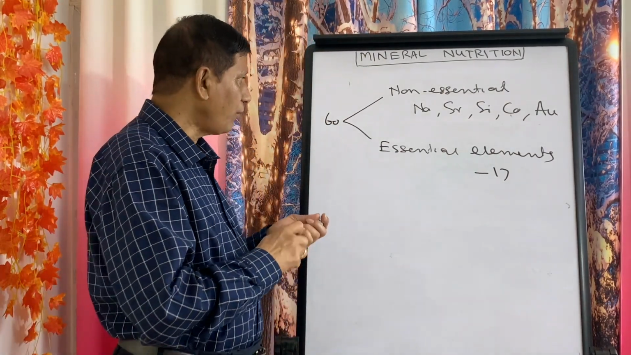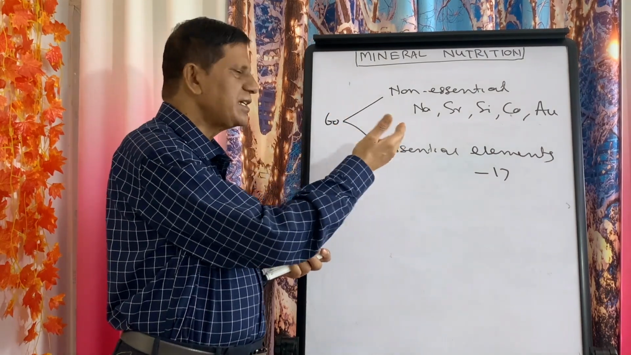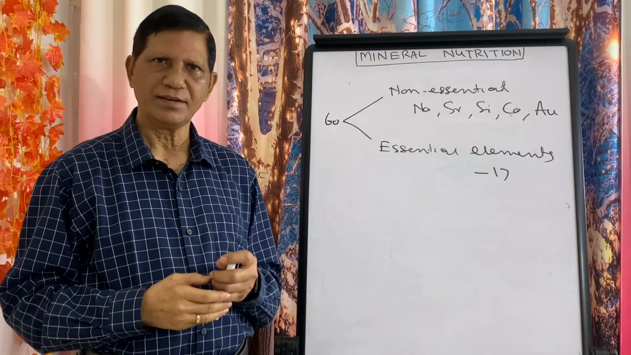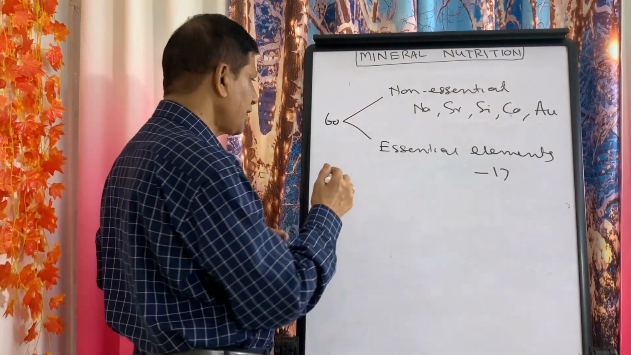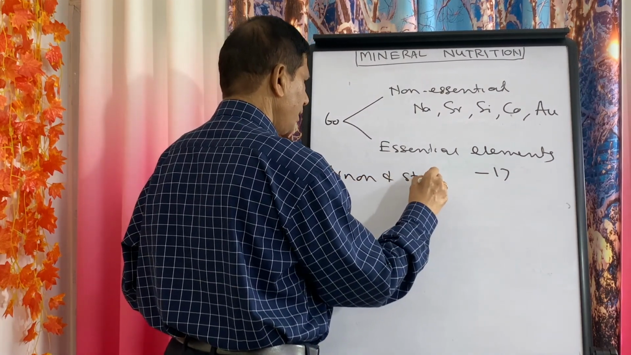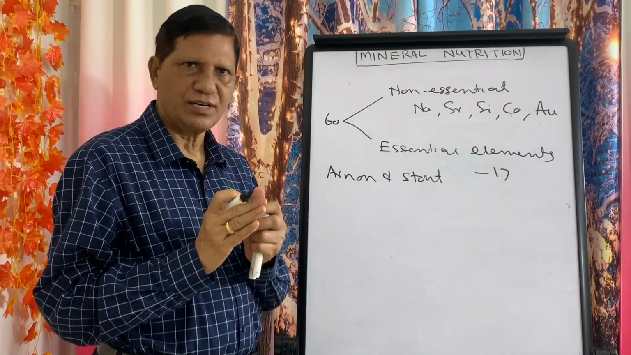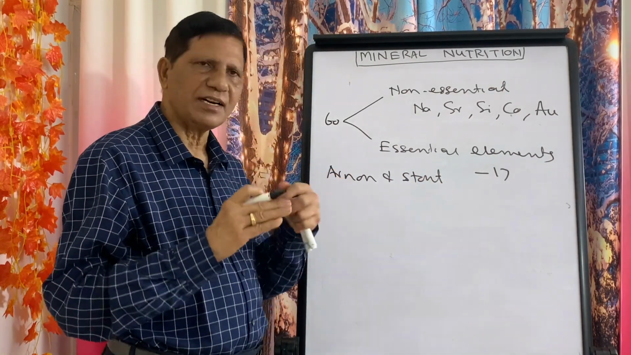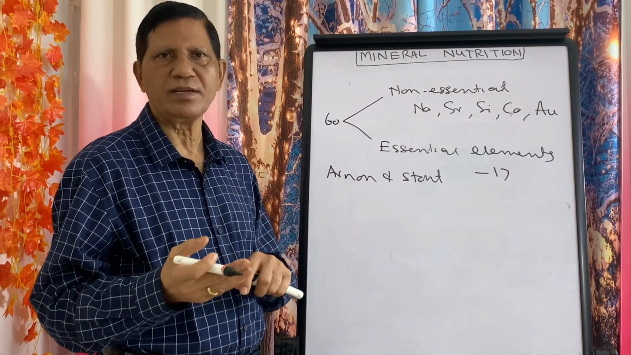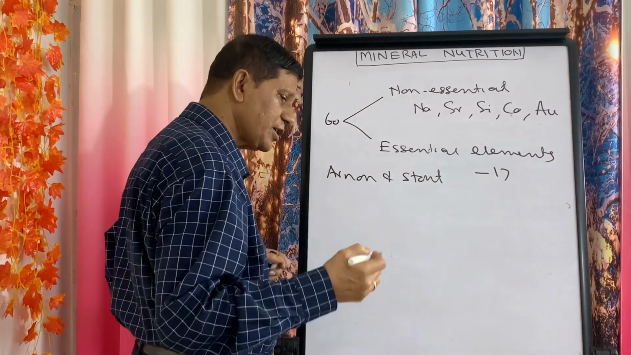But out of these 60 elements present in the plant body, which are non-essential and which are essential, how can we determine it? For this, Arnon and Stout proposed certain points. If the minerals satisfy those points, then they are essential, and if they do not satisfy, they are non-essential. So what are these three things?